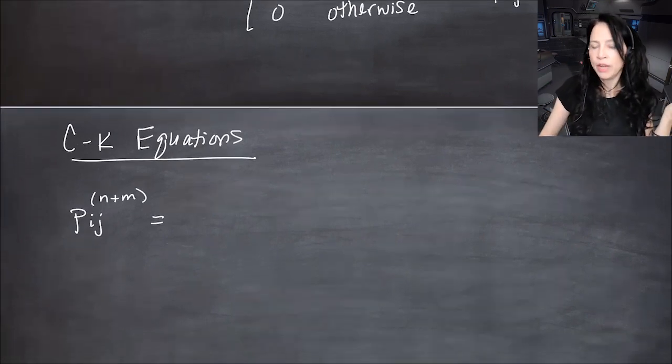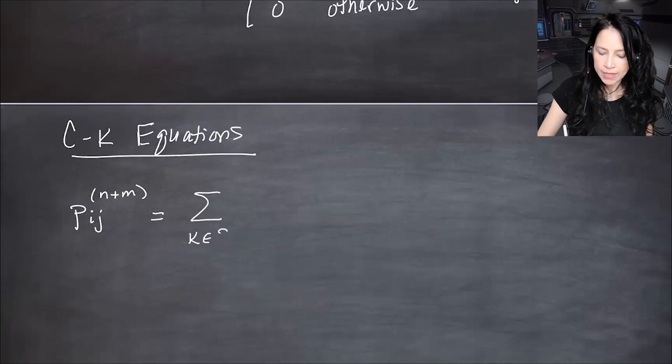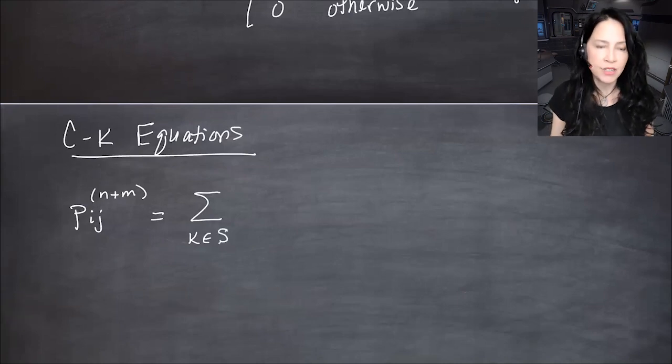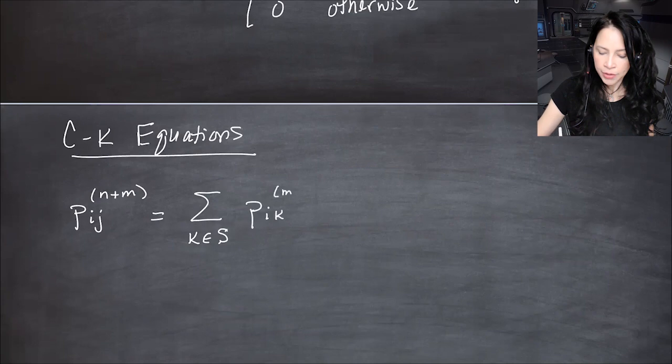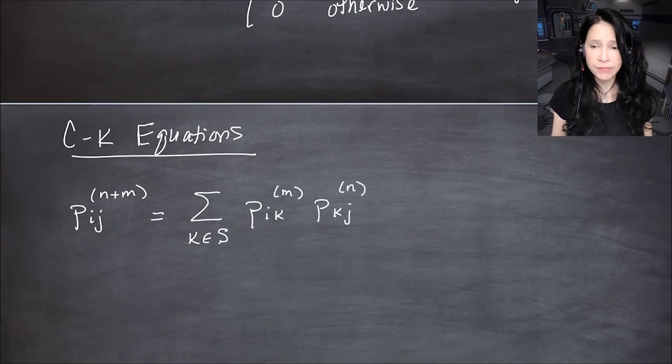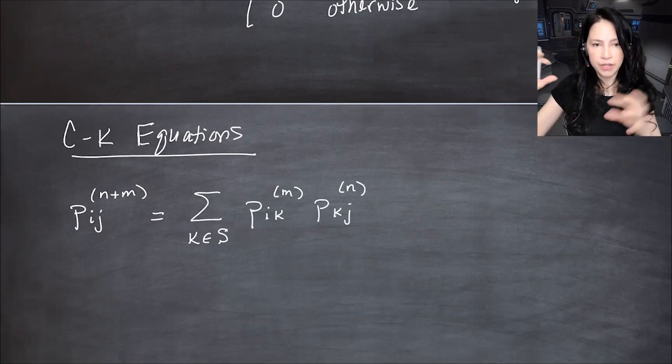So one way to write this down is the sum over all states k in the state space S. I'm always using that S to denote the state space of the Markov chain. And we'll go from i to some intermediate k in m units of time, and then from k to j in the remaining n units of time. We're going to prove this, but you could sort of see the Markov property, a kind of independent transition thing.